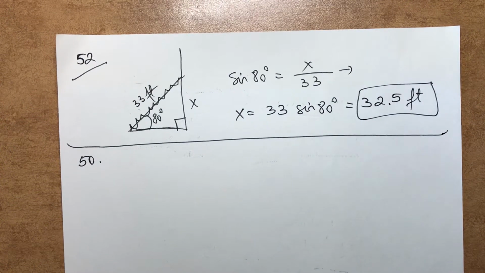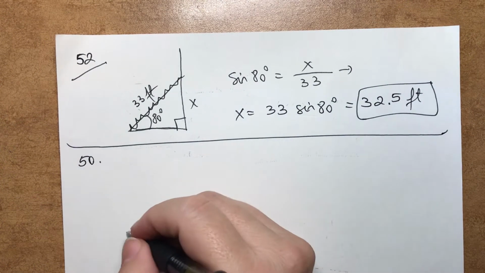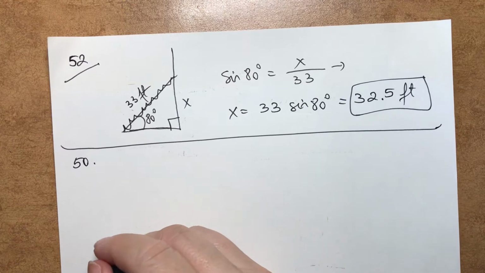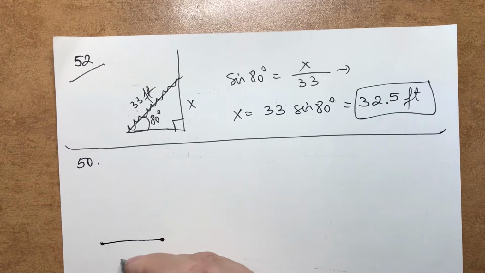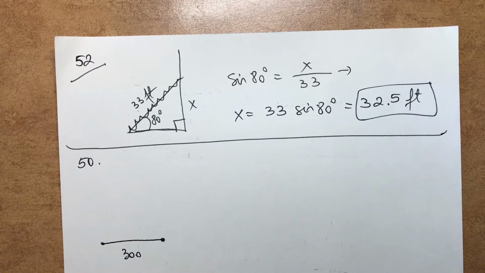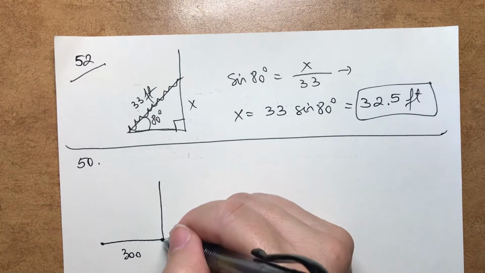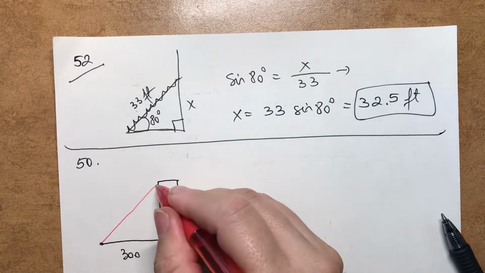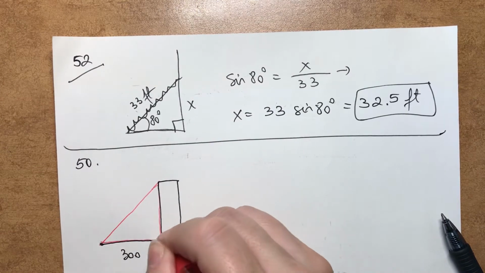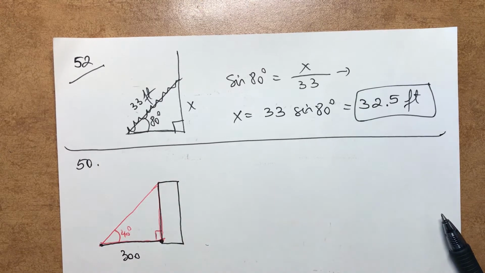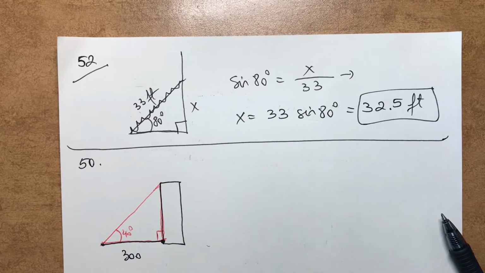Alright, class, I'm going to read to you problem 50. It says, there's an antenna on the top of a building. From a location 300 feet from the bottom of the building, the angle of elevation to the top, so here's my building, from this location, the angle of elevation to the top of the building is 40 degrees. And sure enough, we hope that building's perpendicular to the ground.